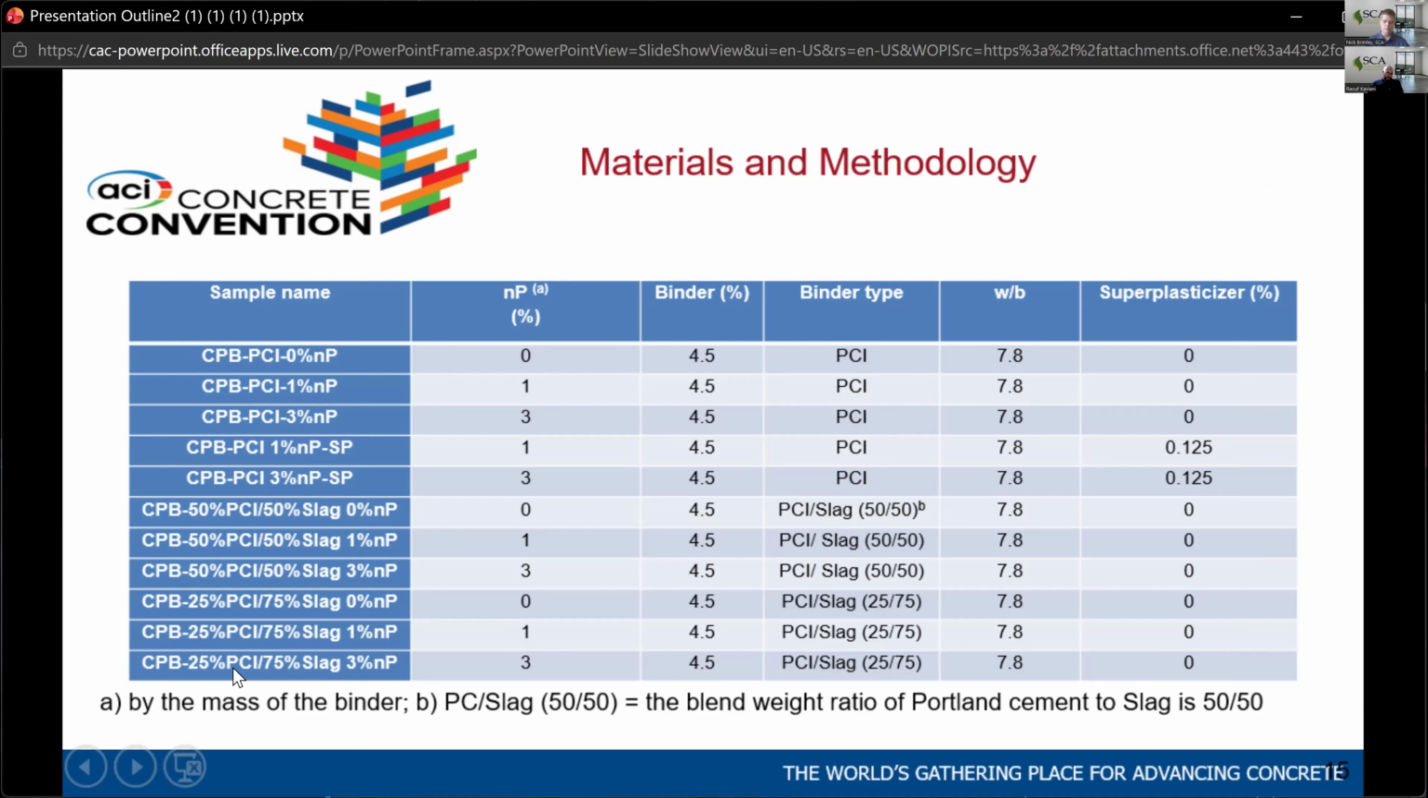So the last one I produced is 25% cement, 75% slag, and 3% nanoparticle, which is everything in it to reduce the amount of cement. This is the final and last sample I produced.